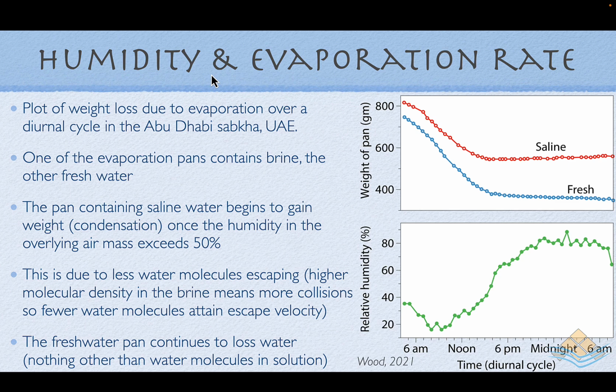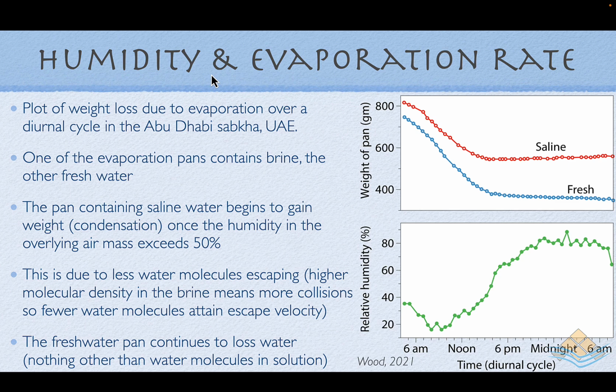But what's interesting is when we compare the relative humidity, which is the proportion of water in the overlying atmosphere to complete saturation. When we document that relative humidity, we can see that the evaporation pan, which was losing weight with evaporation, actually started to gain weight through condensation, water returning to the brine, once the overlying air mass had a relative humidity which exceeded 50%. Whereas if we look at the freshwater curve, that continues to lose weight throughout the experiment.